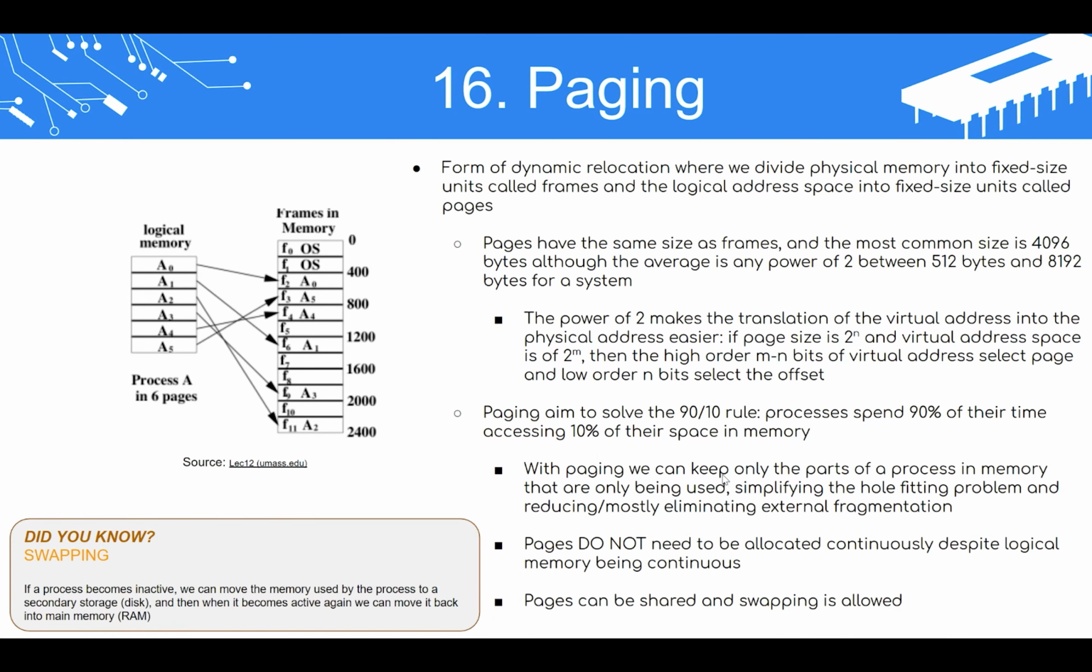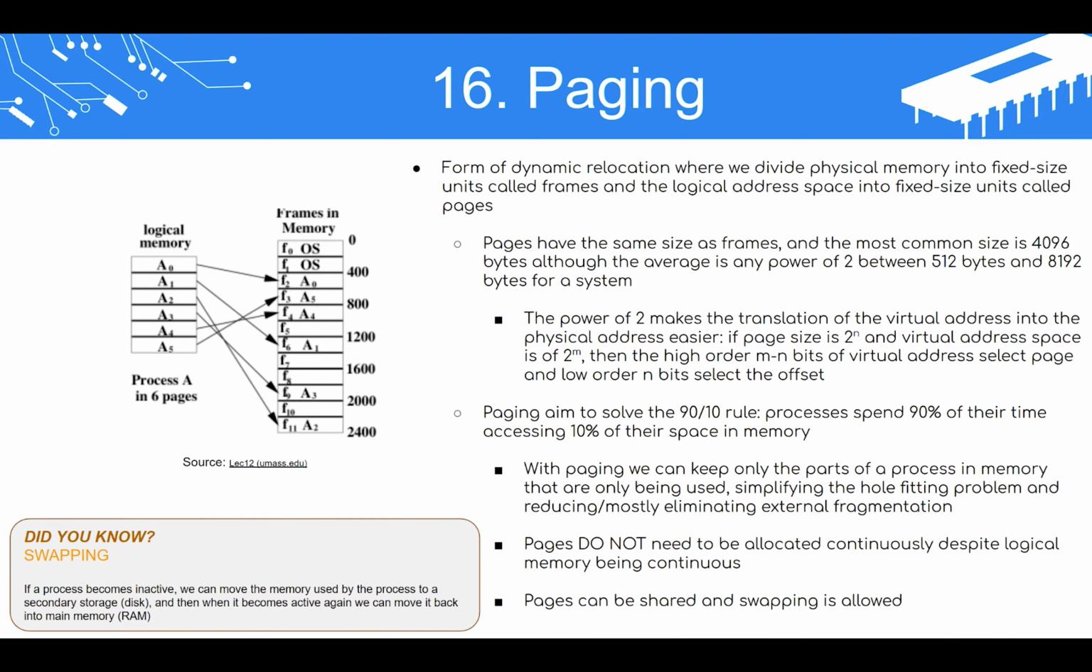Paging is a form of dynamic relocation where we divide physical memory into frames and the logical address space into pages. Pages will always have the same length as the frames, where the size will be any power of 2. This is just because it makes it easier to translate a virtual address into a physical address. The most common page size is between 512 and 8,192 bytes for a system, although 4,096 is the average.